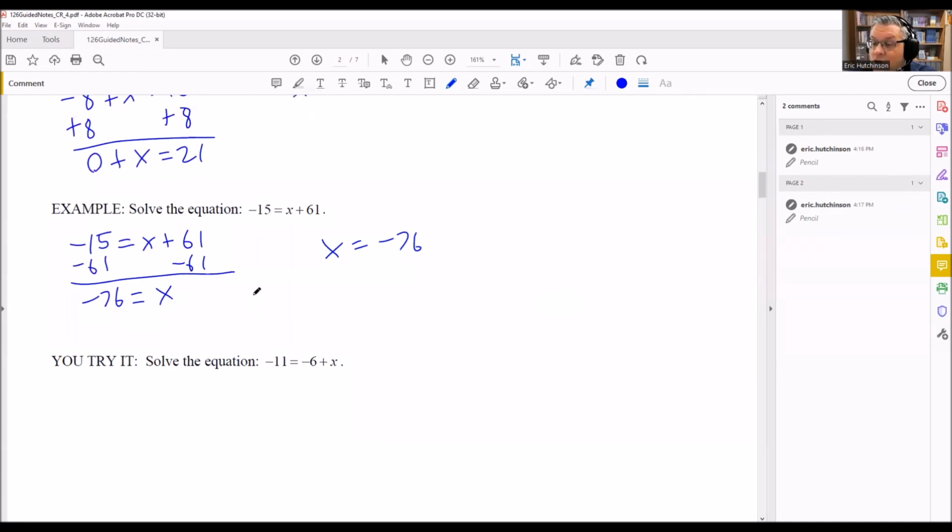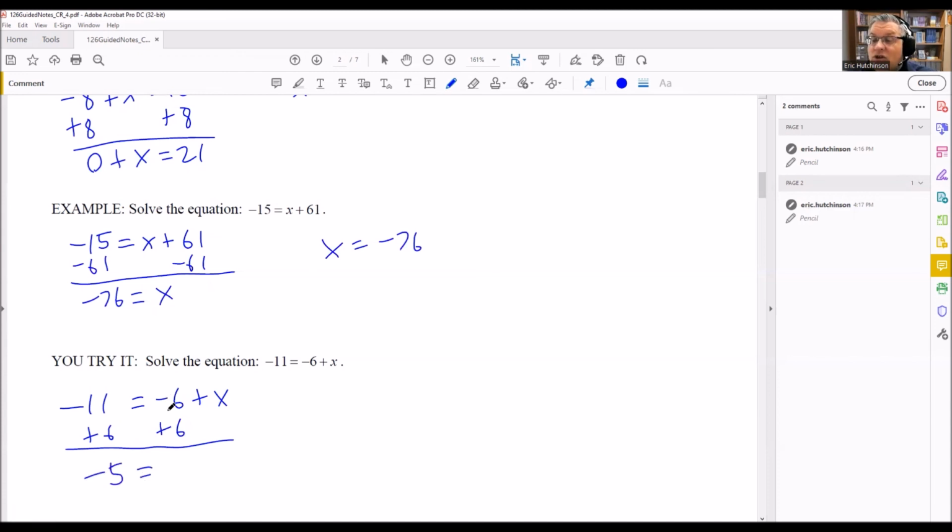This one here, we have a negative 11 equals negative 6 plus x. We want the x to be by itself. So I want to get rid of the negative 6. So to do that, I'm going to add 6 to both sides. Okay. Be careful when you're adding this together. There's more negatives than there are positives. So your answer is going to be negative. Negative 11 plus 6 gives you a negative 5.